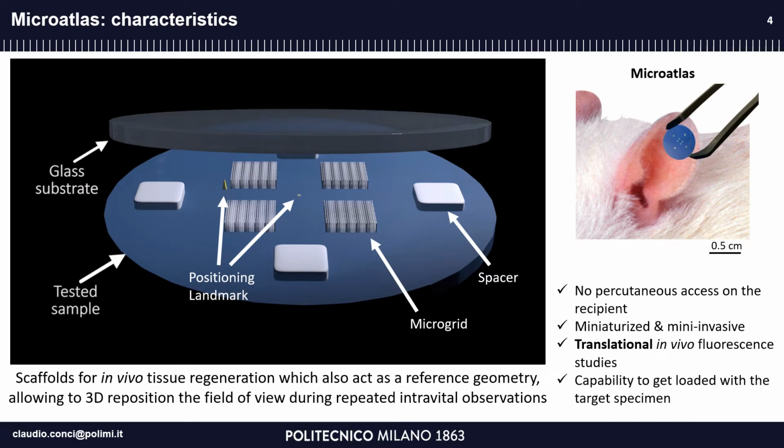The Microatlas is realized upon a circular glass coverslip and is made of several microgrids. These can be disposed in a variable offset and constituted by variable pore size, in our case 50 micron. You can find some position landmarks that allow you to reposition the microscope field of view in 3 dimensions at different time points, allowing you to trace the biological reaction occurring over time in your animal. The scaffold height is in the range of 100 micron, and in addition, at the very edge of your device, you can find some spacers that allow you to couple your device with the target that you want to study in vivo.